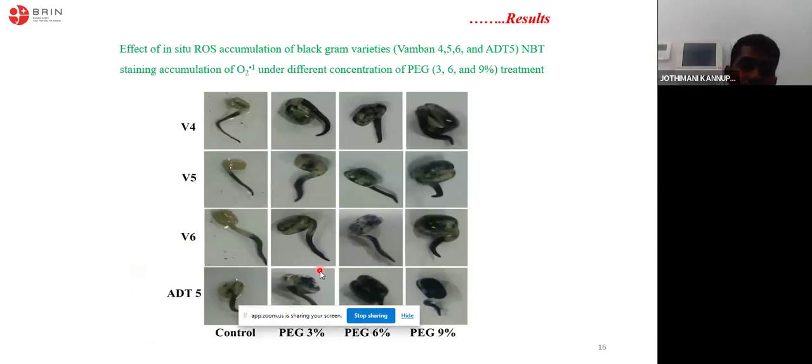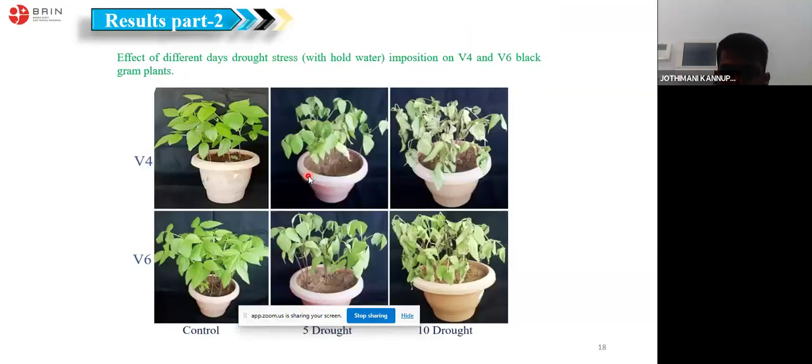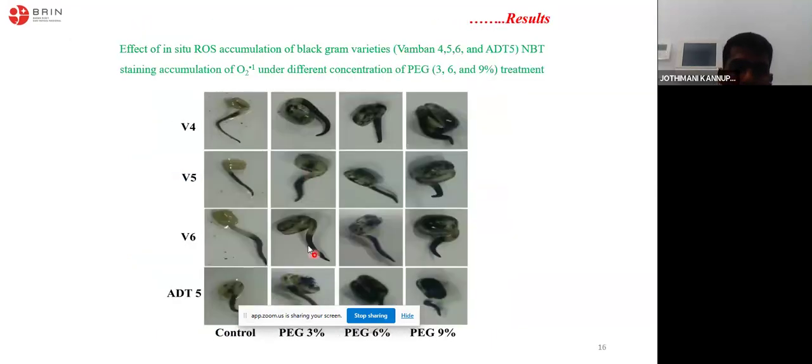This image illustrates the effect of in situ ROS accumulation in 4 black gram varieties, using NBT and DAB staining to detect superoxide and hydrogen peroxide in black gram seedlings treated with different concentrations of PEG. The ROS level increased with increasing PEG concentration. DAB staining produced brown color formation and NBT produced blue color formation. These colors indicate the accumulation of ROS in black gram seedlings.